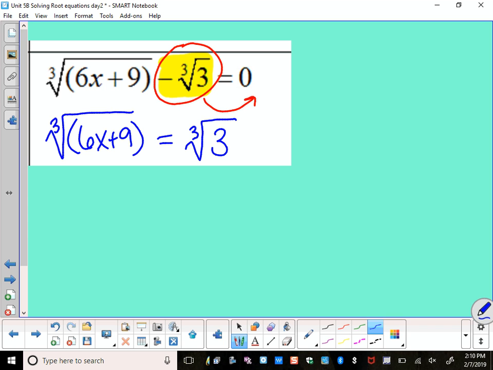Do I have the same radicals? Yes, I have the cube root of 3 and the cube root. So, I have 6x plus 9 is equal to 3. You guys solve that, let me know what you get.